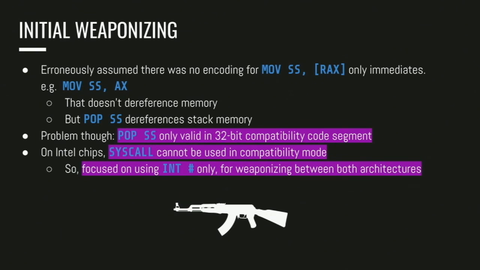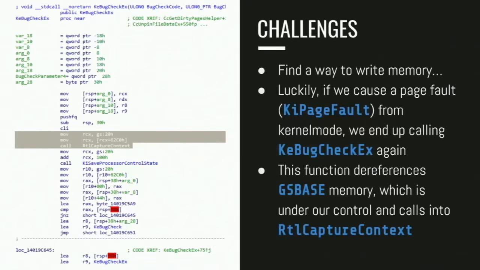Unfortunately, POP SS in AMD64 and Intel's version of 64-bit code is not valid in their 32-bit compatibility code segment. And on Intel chips, SYSCALL is not valid. That's important because we wanted to use a user mode stack when we execute SYSCALL. So at the time, I just focused on the INT variant, where we execute INT and we trick the Windows INT1 handler into using data that we pass it, when it should have done SWAPGS, but it actually doesn't.